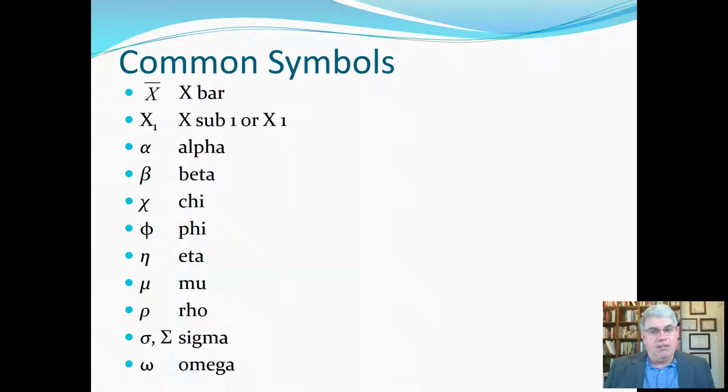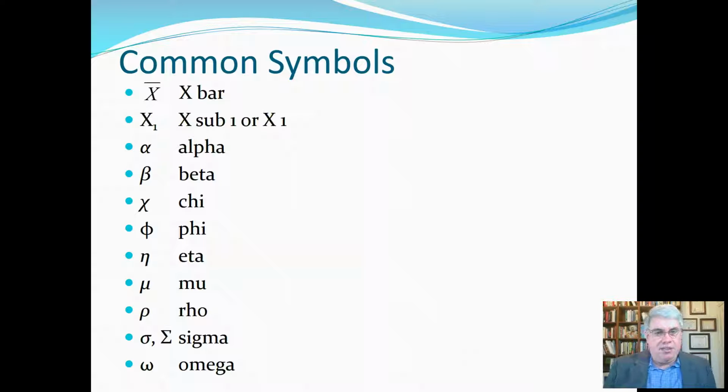We use a lot of subscripts in statistics, and that's a little number down to the right of the letter. So we can say X1 or X sub 1 for this symbol here, and that means the first X in a series of X's. We could have X14, that would be the 14th X in a series of X's.